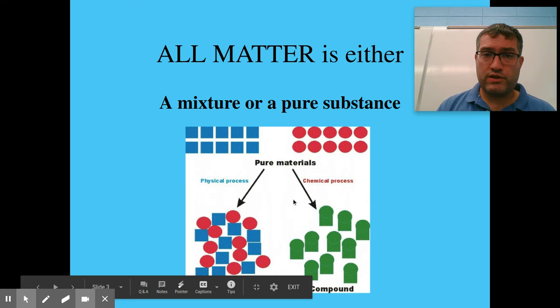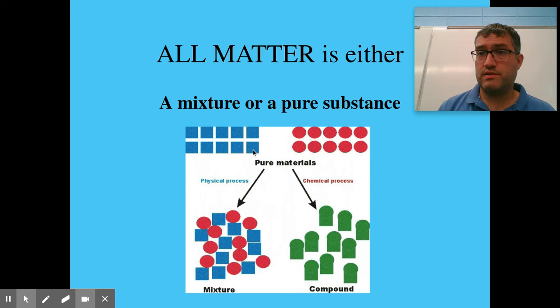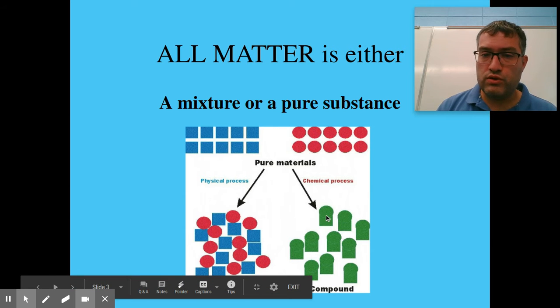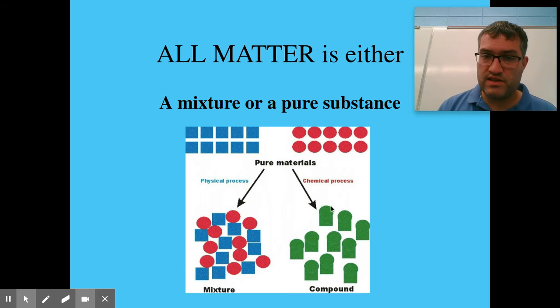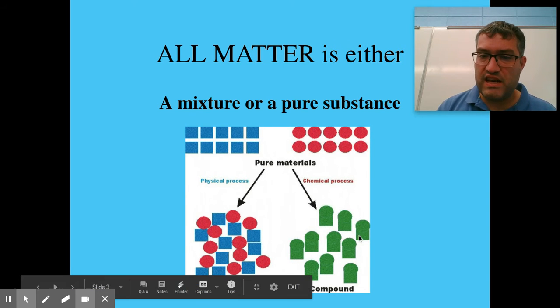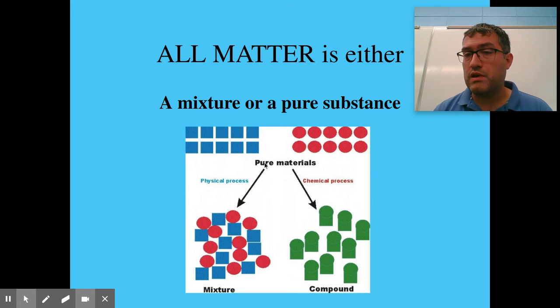Okay, so if we look at our pictures here, these blue squares, all of them are identical. That's a pure substance. These red circles, they're all identical to their neighbors. It's a pure substance. Even down here, these green circle-square combinations, because this unit is the same as its neighbors, it is also a pure substance. So we call it a compound, but it's called a pure substance. Over here, because this looks different from that, looks different from that, that makes it a mixture. So whether the neighbors all look the same or not is whether it's a mixture or a pure substance. So again, we'll talk about each of these.